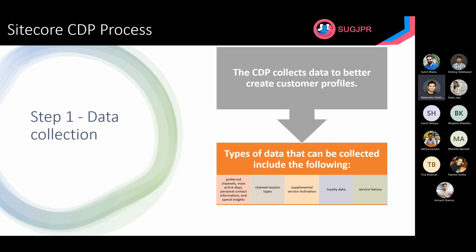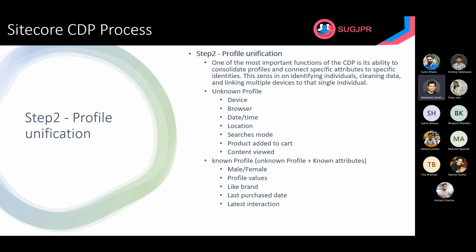Once that data is collected, it goes to the second step of your CDP process, which is profile unification. It's the most important function of CDP, where all the collected data is processed, and then it identifies the individual. It cleans all the data and links multiple device data into a single individual. For example, if your customer is logging in from a website, from a mobile app, or some other medium of interaction, it could be kiosk information or an offline visit to your store.